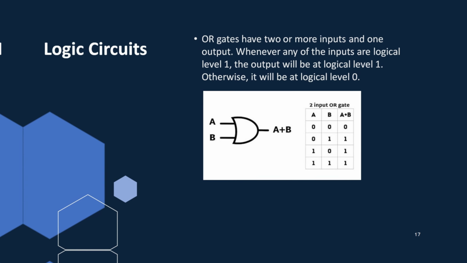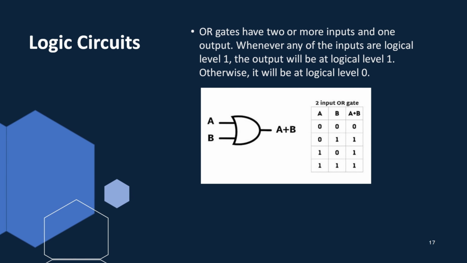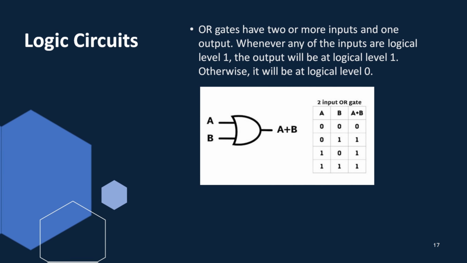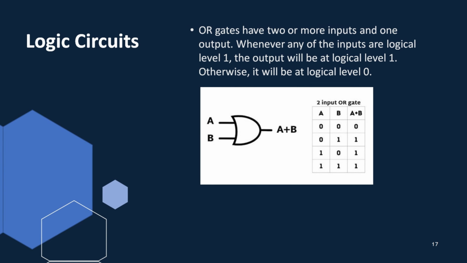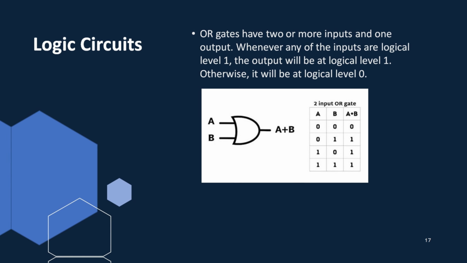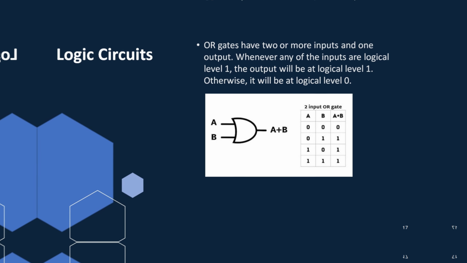OR gates, similar to AND gates, have two or more inputs and a single output. The output of an OR gate will be at logical level 1 whenever any of its inputs are at logical level 1. If all inputs are at logical level 0, the output will be at logical level 0. Here's a truth table demonstrating the behavior.